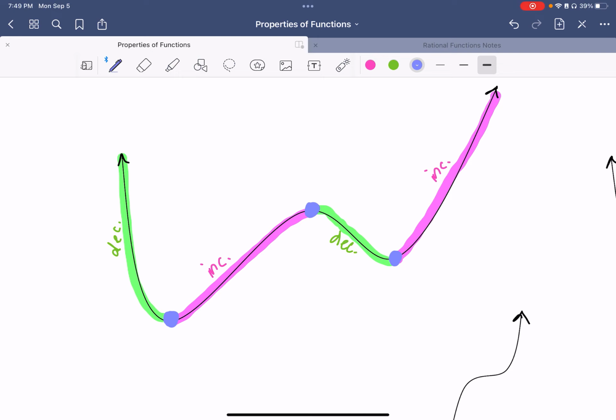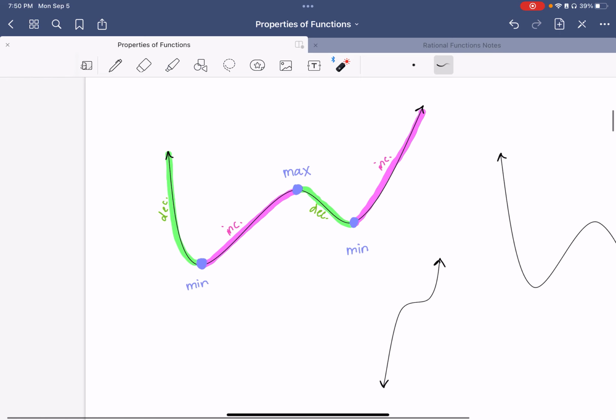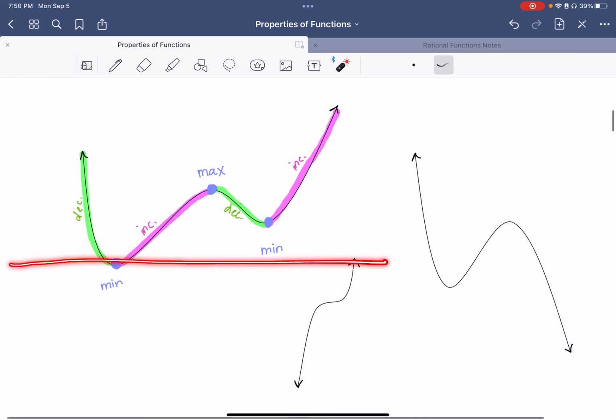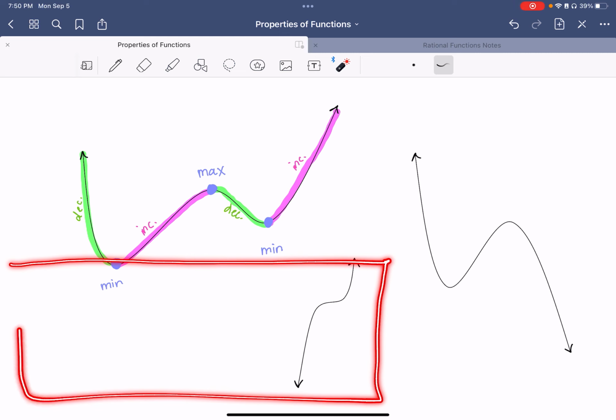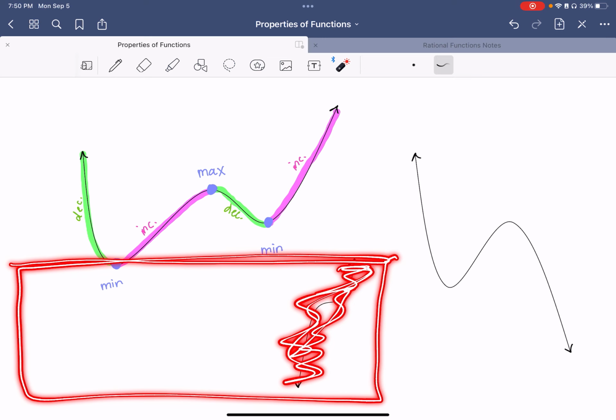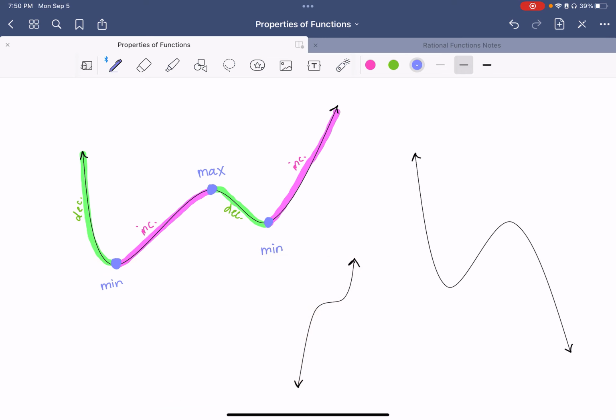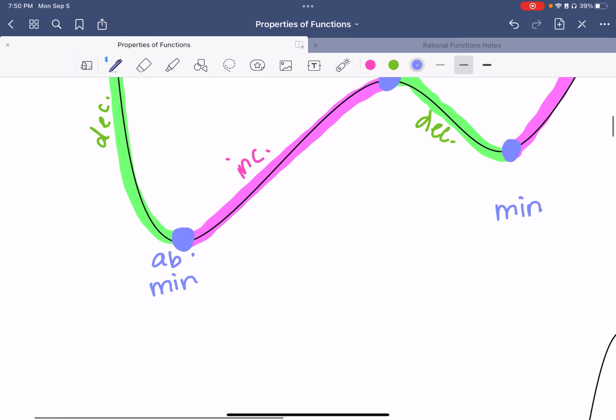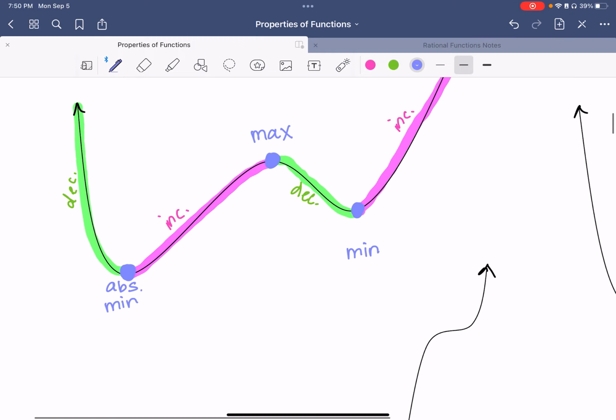Okay, so now let's try to identify what type of extrema it is. Okay, so we know that these two down here are going to be some type of minimum. This one and this one are a type of minimum. This one has to be a type of maximum. We got to figure out what type. Okay, so starting with the first one, if you draw a horizontal line through that minimum, observe that there's nothing below this graph. There is nothing below that minimum, so this one has to be an absolute minimum. And I'm going to abbreviate absolute with ABS.